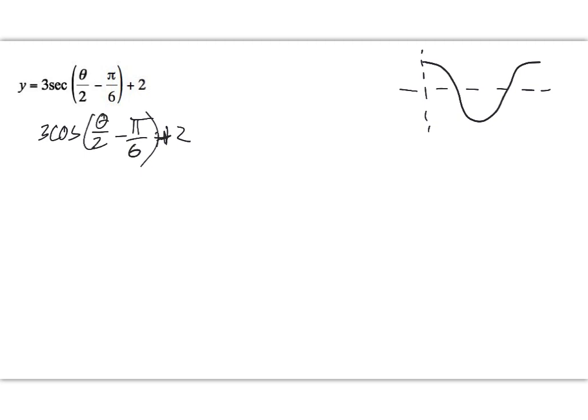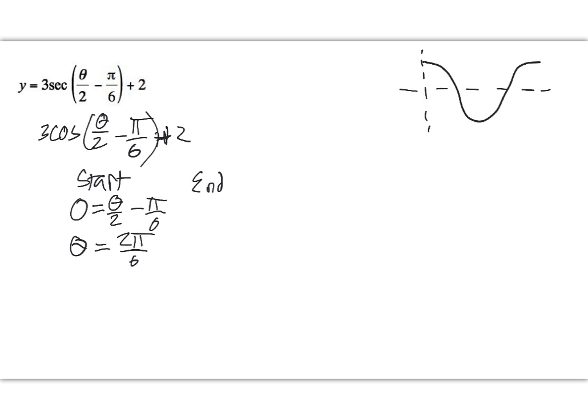We know that we're going to have a period of 2 pi, so we're going to have a starting point at whatever makes the inside 0. So theta over 2 minus pi over 6. If I add pi over 6 to the other side and multiply by 2, I get theta equals 2 pi over 6, which would be pi over 3. I'm not going to reduce that right now because we may end up having unreducible sixths later, and I'd rather have that working out for us.